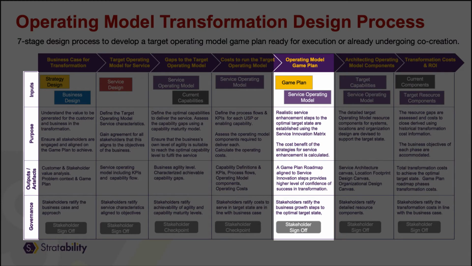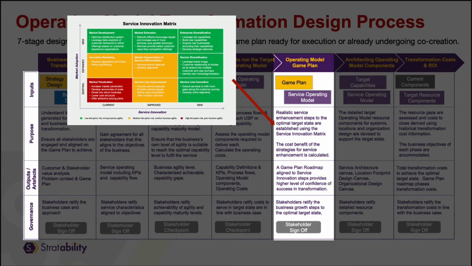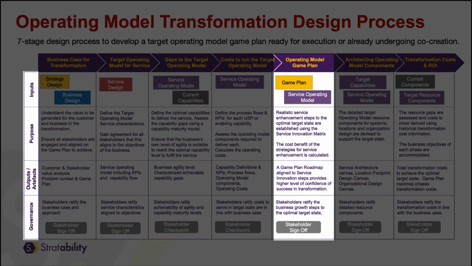And so stage 5 and module 5 is to design the operating model game plan roadmap, including how it aligns to the service innovation steps to provide that higher level of confidence of success in transformation. So in this module, we'll be using the proprietary service innovation matrix from the strategy journey framework to help you define the realistic service enhancement steps to achieve the optimal target state. And you'll be involved in looking at the cost benefit of the specific strategies for each enhancement and calculating these to support this game plan roadmap, which you'll be defining and which is the output from this module.